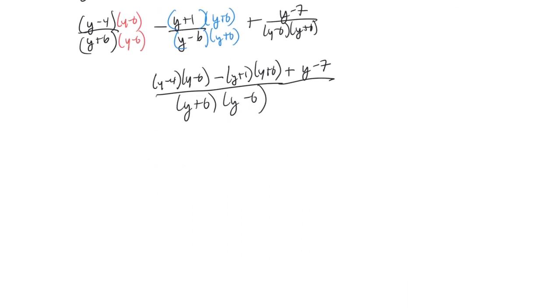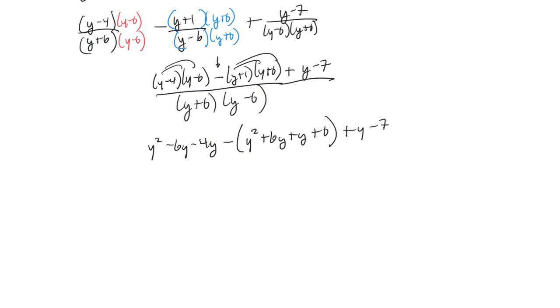So to simplify that, I'll distribute this first one, so it'll be y squared minus 6y minus 4y minus, now this one I'm going to keep in brackets because that negative has to apply to everything. So I'll multiply this out, but I'm keeping it in brackets, and I'll apply that negative on the next step. So I have y squared plus 6y plus y plus 6, plus y minus 7, all over the common denominator.